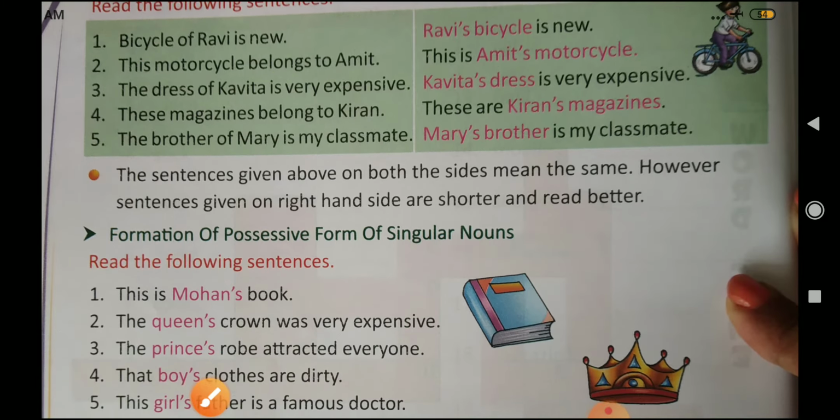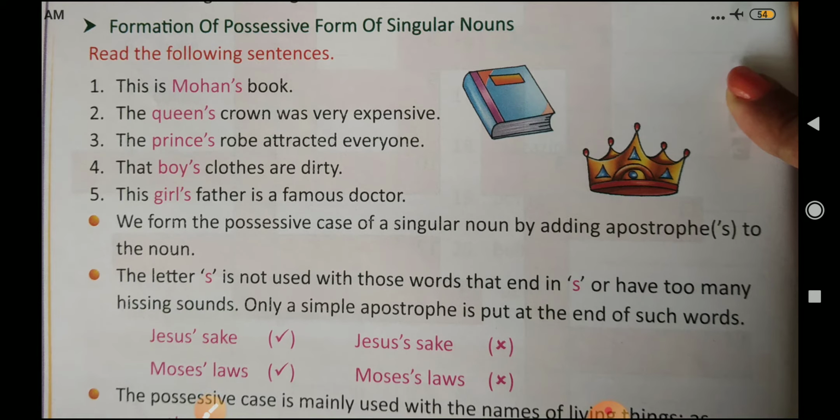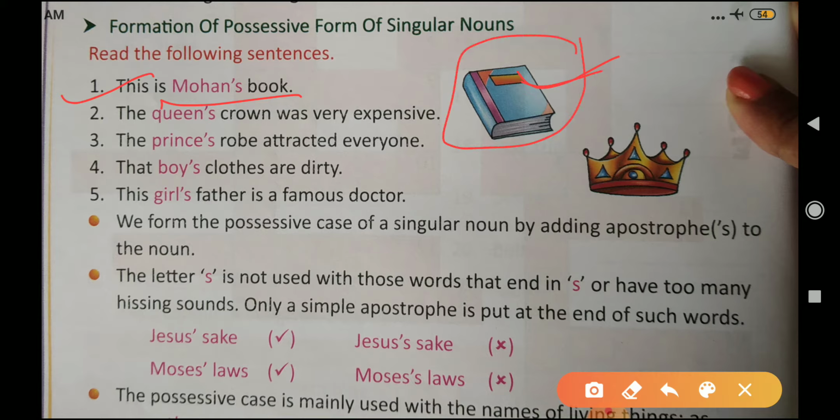Now formation of possessive form of singular nouns. First we will study the possessive form of singular nouns. This is Mohan's book, means this book belongs to Mohan. The queen's crown was very expensive. So whose crown? Queen's crown. The prince's robe attracted everyone. That boy's clothes are dirty. The girl's father is a famous doctor.